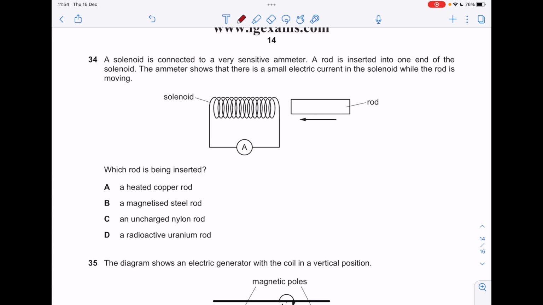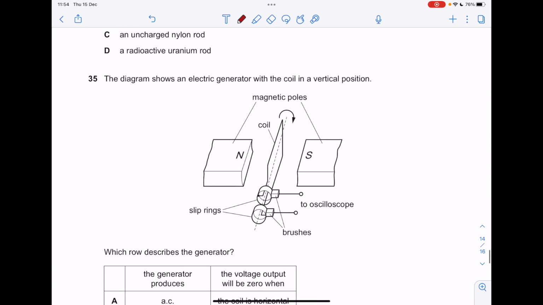34. A solenoid is connected to a very sensitive ammeter. A rod is inserted into one end of the solenoid. The ammeter shows that there is a small electric current in the solenoid while the rod is moving. Which rod is being inserted? So we need a rod that can have a magnetic field around it, so something like steel, nickel, cobalt, so that the magnetic field lines around the solenoid can be cut. So if you look down, we're not interested in copper, nylon, or uranium.